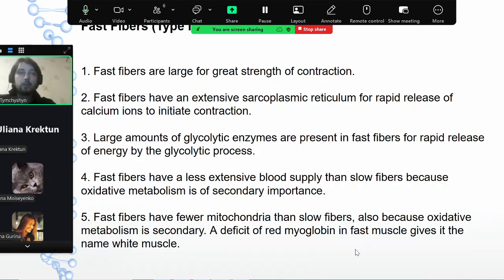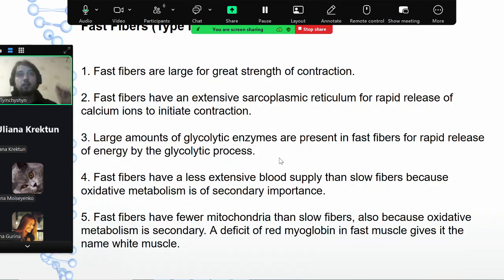So they are needed. And in skeletal muscles, the main body of these calcium ions is stored in the sarcoplasmic reticulum. That's why you should really have an extensive sarcoplasmic reticulum, because there is a lot to store in that reticulum. Of course, there is a large amount of glycolytic enzymes present in fast fibers for rapid release of energy by the glycolytic processes.